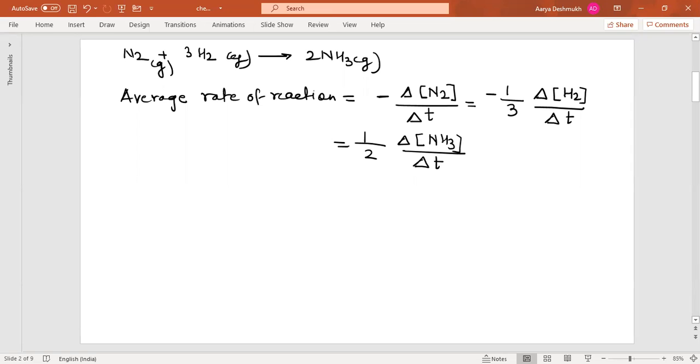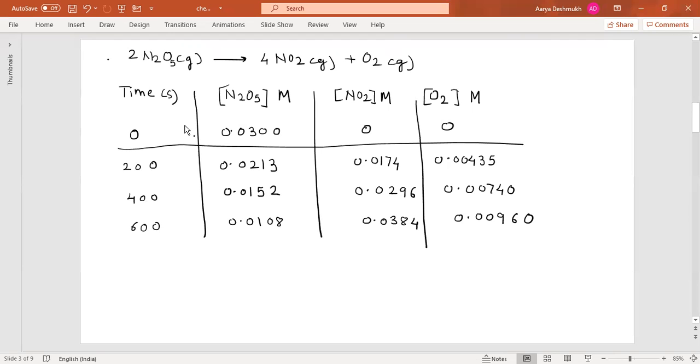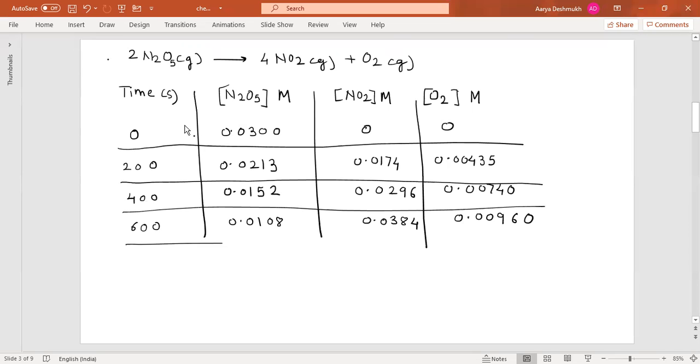Okay. Now let us solve another problem on the same lines. If the data is given, how will you calculate the average rate of the reaction? So I took another example. This is the reaction in front of you, N2O5. This is the balanced chemical equation given to you, and the concentrations. I'll put this row like this. These are the concentrations of N2O5, NO2, O2, like this, at different time intervals.